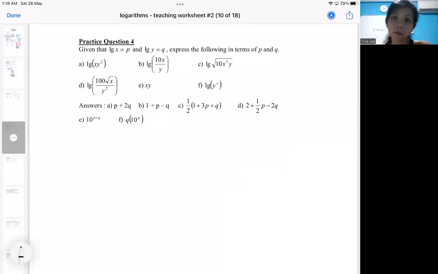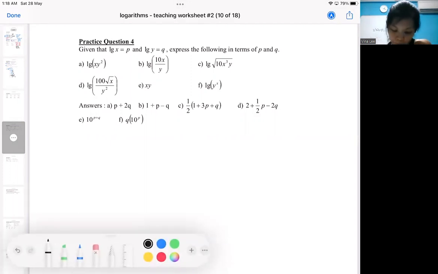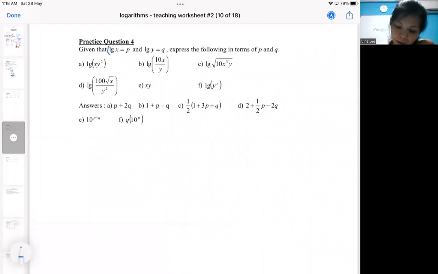So for this practice question, we are going to illustrate the use of the rules, but in a backwards manner. So for example, here you can see for this question, you are given LGX as P and LGY as Q. So we are supposed to express each of the following in terms of P and Q. So I'm going to show you two examples.